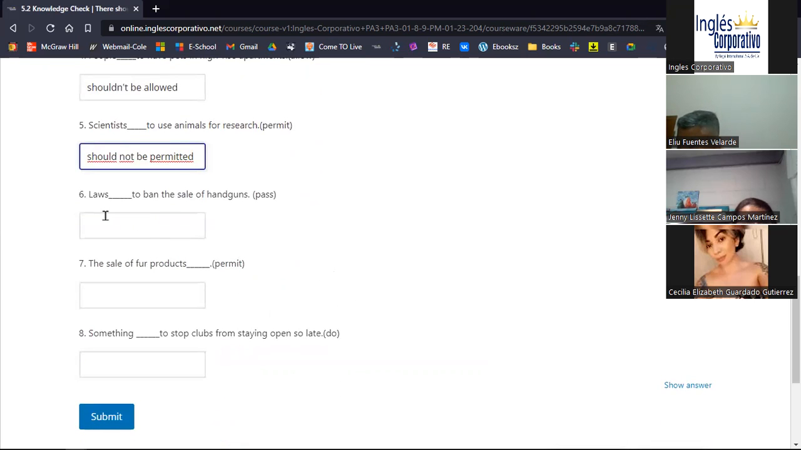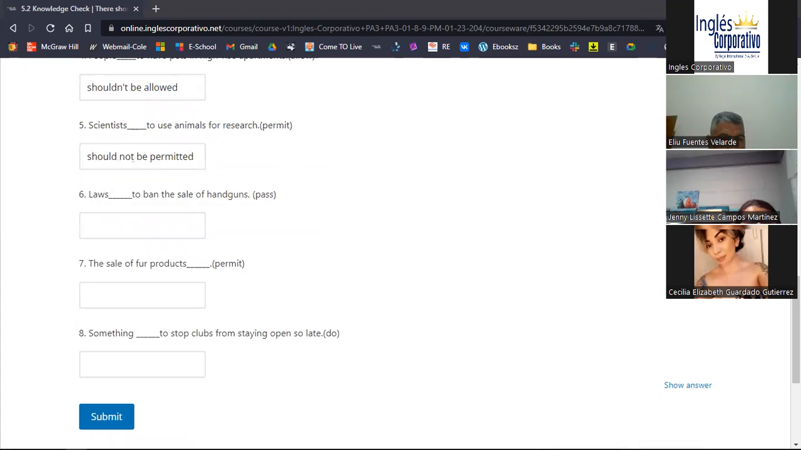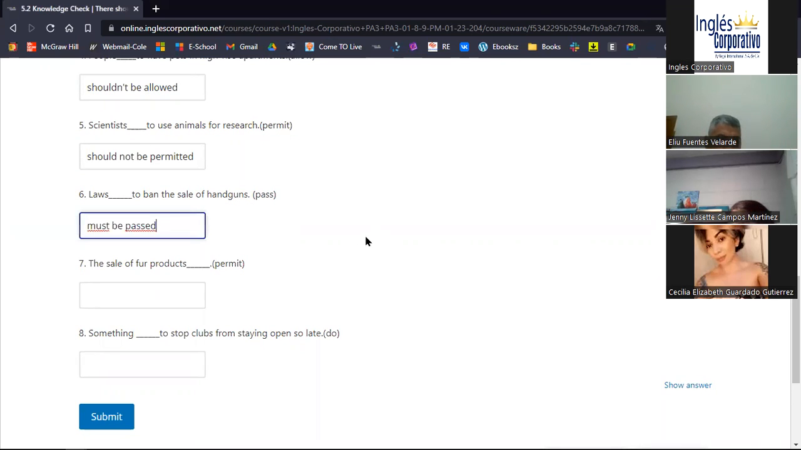What about number six, guys? Laws, blah, blah, blah, to ban the sale of handguns. So what do you think is the answer? Must be passed. Okay, very good. So, or you can say must not be passed, depending on your opinion, right? Must be passed or must not be passed, okay?